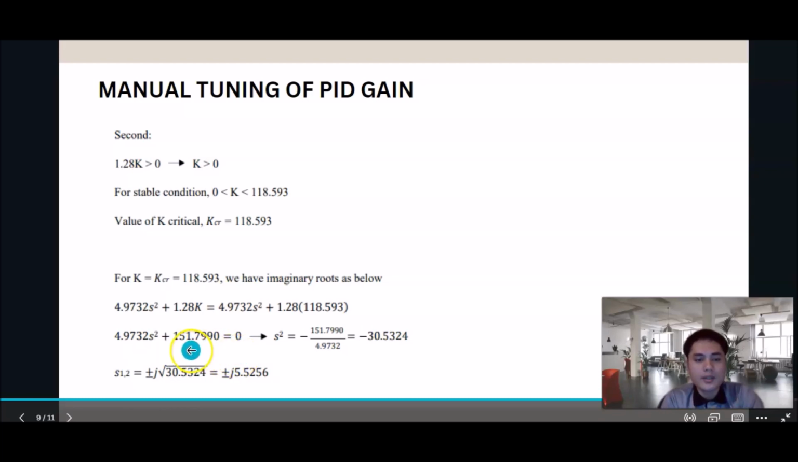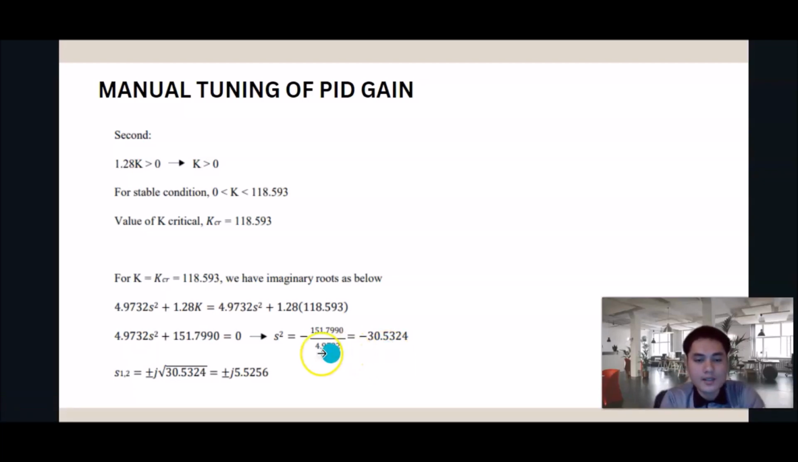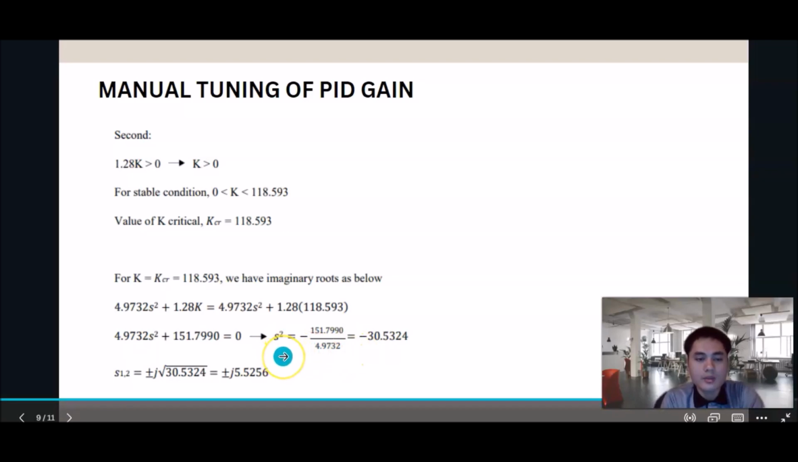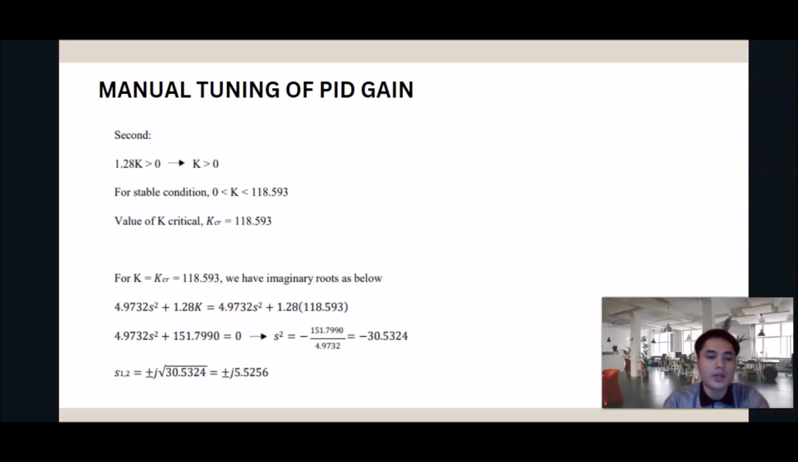First of all, we take 151.7990 to the other side, so it becomes negative. Then when we put it to the other side, it becomes divide. So our final answer is s to the power of 2 becomes negative 30.5324, but this is not the final answer because this is s to the power of 2. So when we want s, we put the power of 2 to the other side, it becomes square root.